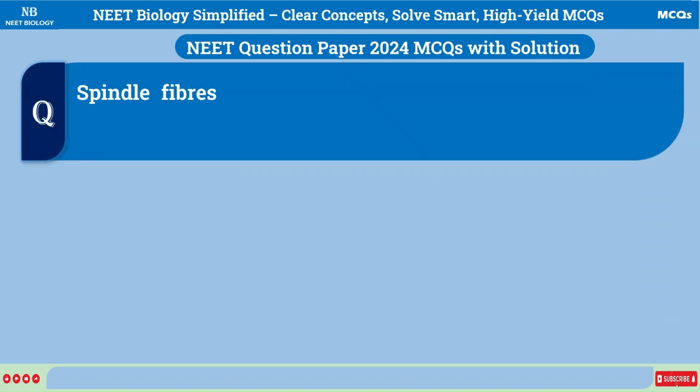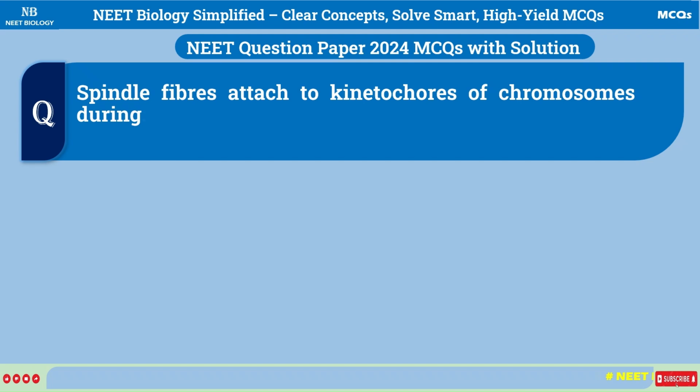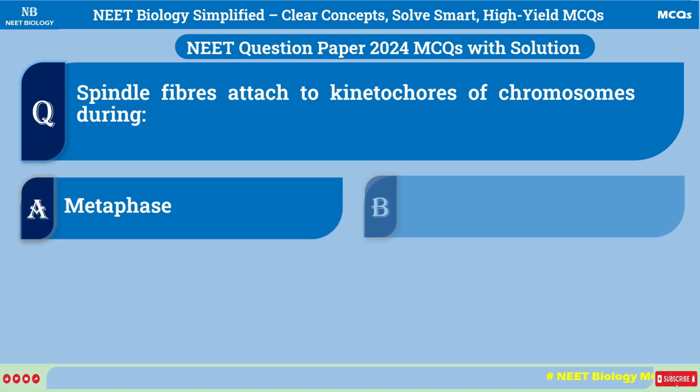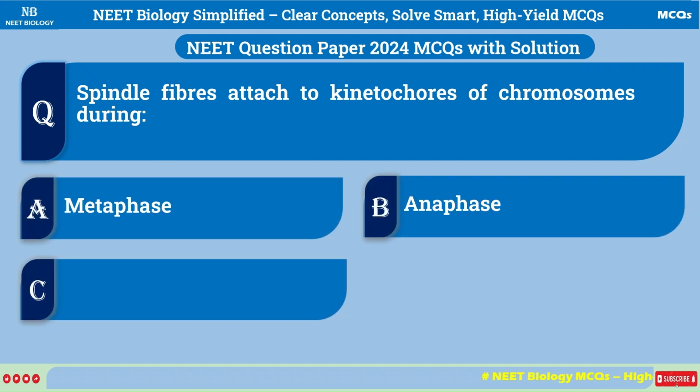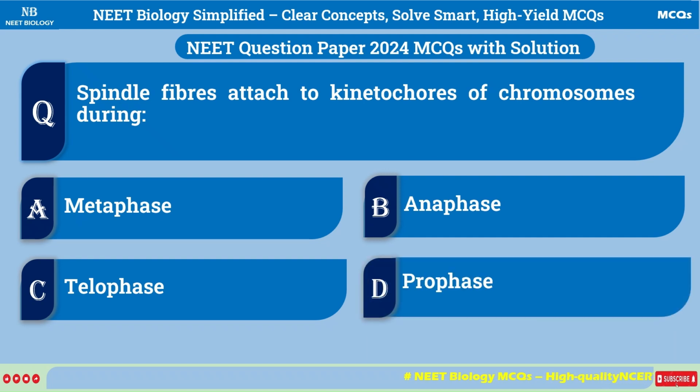Spindle fibers attached to kinetochores of chromosomes during: A. Metaphase. B. Anaphase. C. Telophase. D. Prophase.